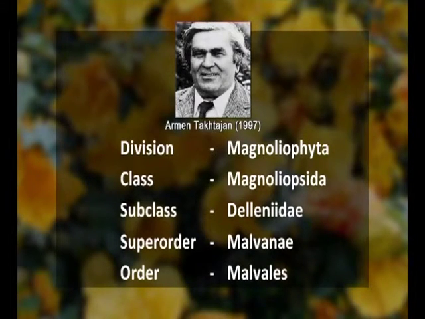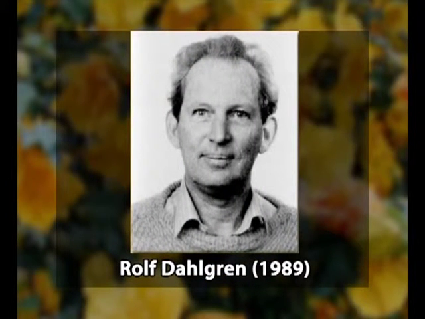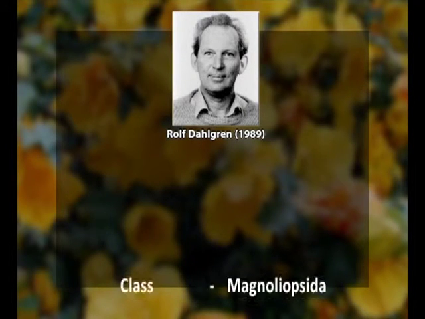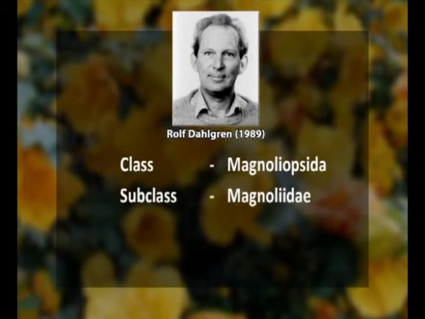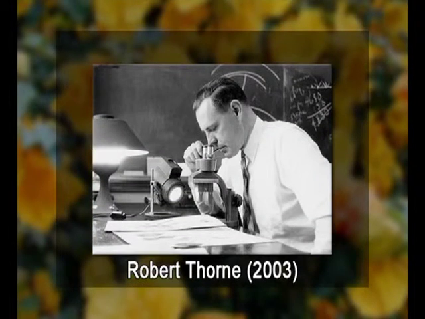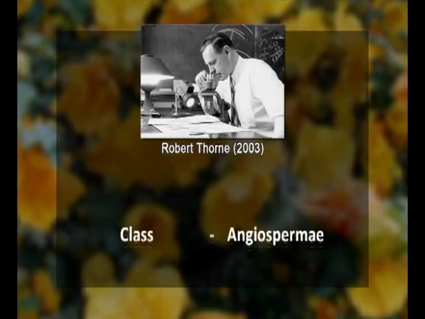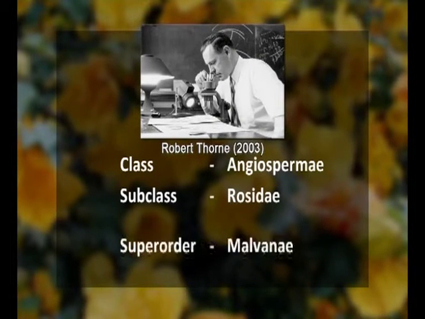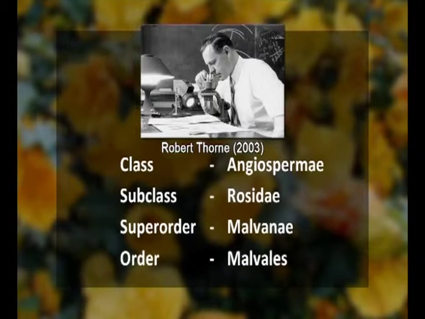Dahlgren, a famous Danish botanist who gave a system of classification, classified Malvaceae under the class Magnoliopsida, subclass Magnoliidae, superorder Malviflorae, and the order Malvales. Robert Thorne classified it under the class Angiospermae. That means he didn't recognize the class Magnoliopsida. He classified it under the class Angiospermae, subclass Rosidae, superorder Malvanae, and the order Malvales.